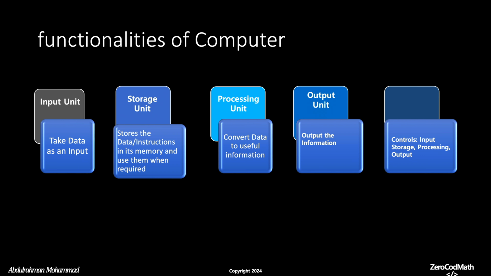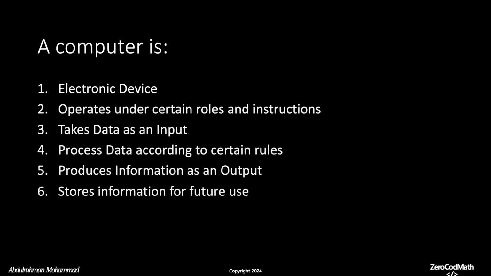And we have output unit. Output the information. We have control unit. It controls input, storage, processing, output unit. So a computer is an electronic device, operates under certain rules and instructions, takes data as an input, processes data according to certain rules, produces information as an output, stores information for future use.